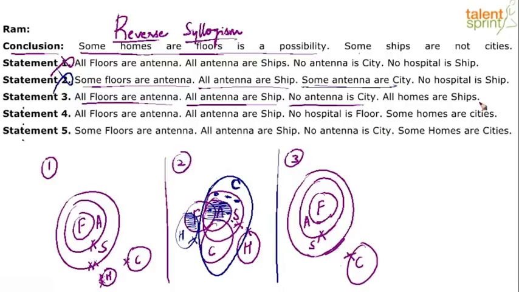And finally, all homes are ships. All the homes should be inside ships, right? We are trying to do minimum overlapping.